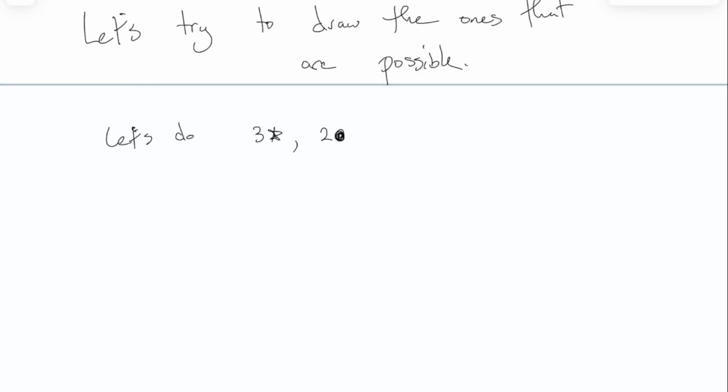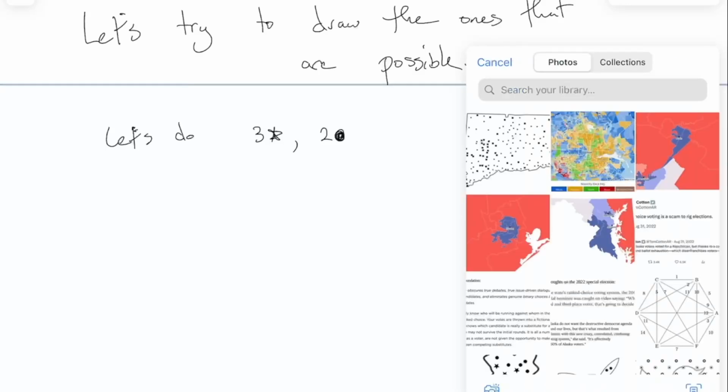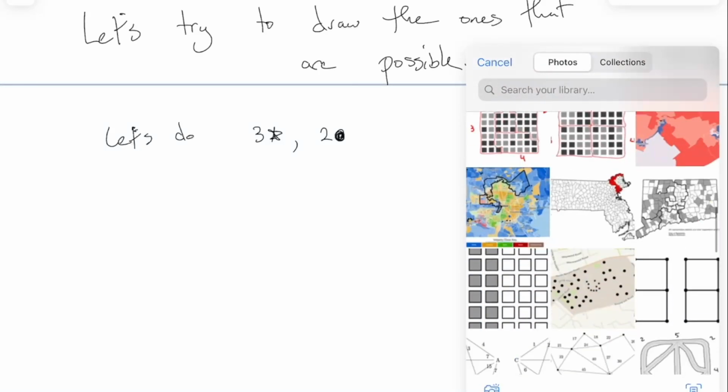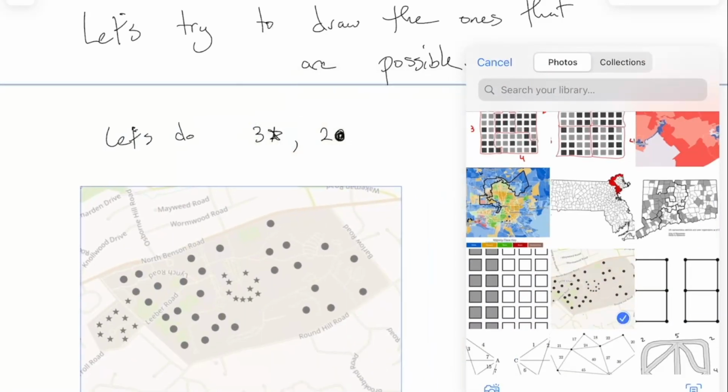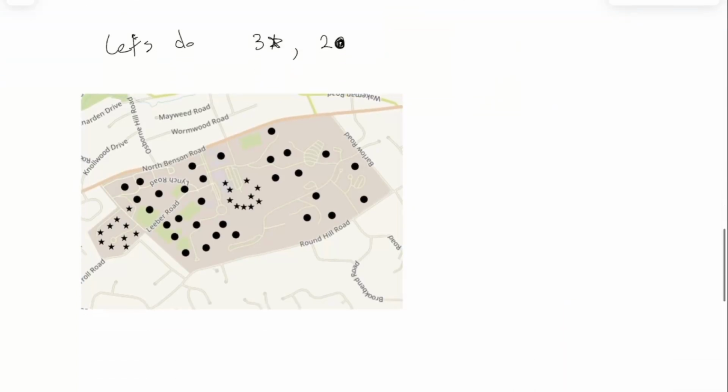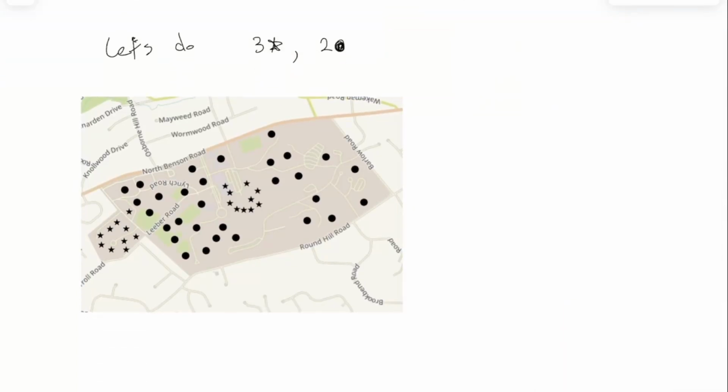All right. This one is only just barely possible because, remember, if you're thinking about the thresholds, the 3 stars requires 18 star voters, and there are 20. So it is possible, but there's not a lot of wiggle room there. So anyway, I'm going to get my picture back. All right. 3 stars and 2 circles.